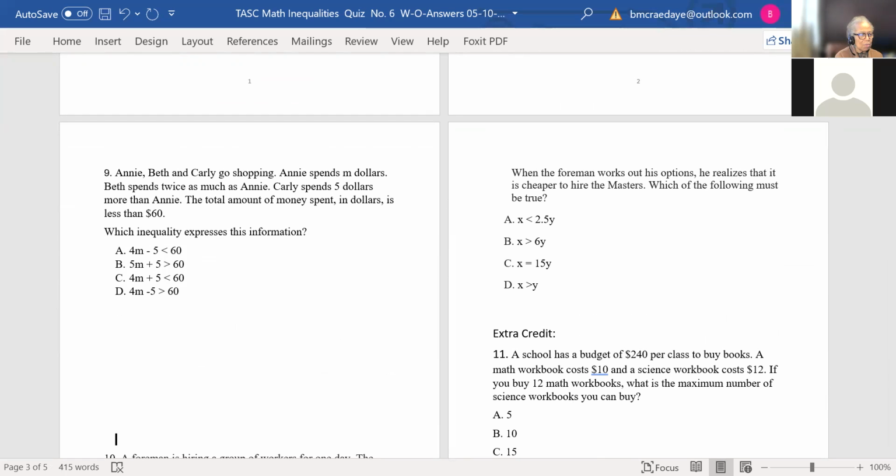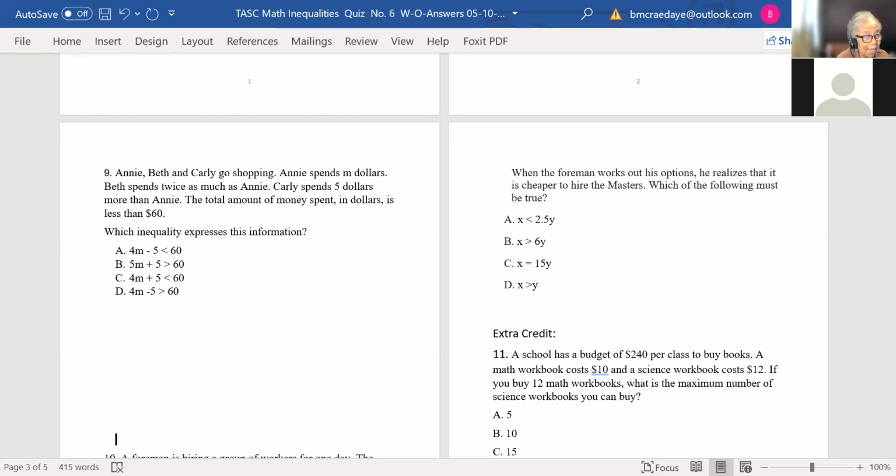Okay, which inequality expresses the information? You're given four choices. But since it says less than, which ones could you eliminate, Maureen? I would eliminate A. No, which ones could you eliminate?